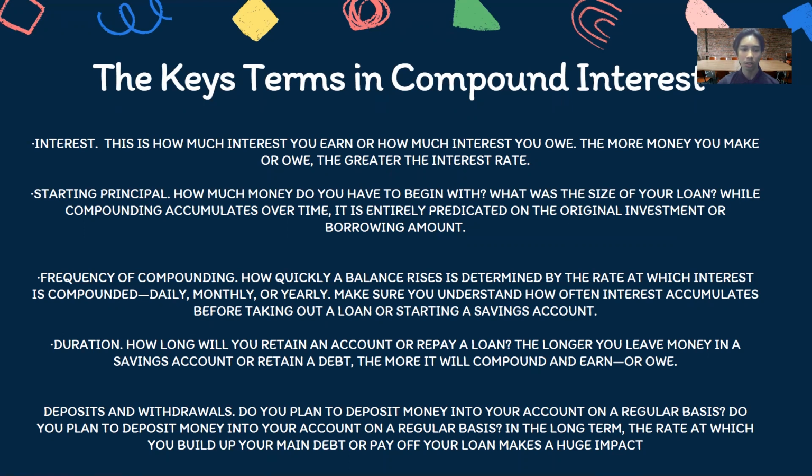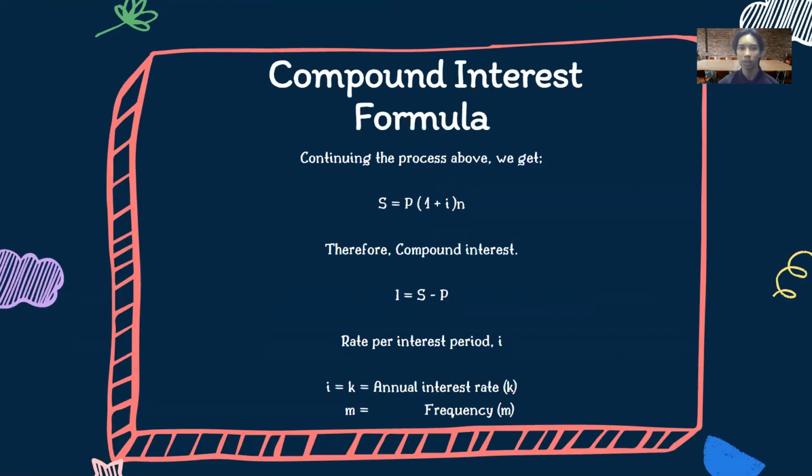The longer you leave money in a savings account or retain a debt, the more it will compound and earn or owe. Deposit and withdrawal: do you plan to deposit money into your account on a regular basis? In the long term, the rate at which you build up your main debt or pay off your loan makes a huge impact.